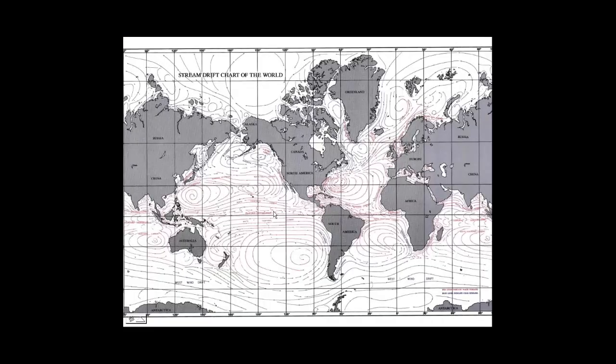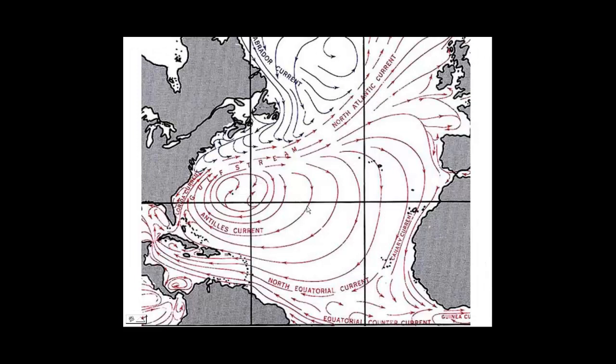But on a worldwide basis, let's look at this diagram. We show these great circulations within the oceans of the world. And let's look at the Atlantic Ocean, the Atlantic Basin, and we see these clockwise circulations in the ocean. It's the Coriolis that's producing the circulation.